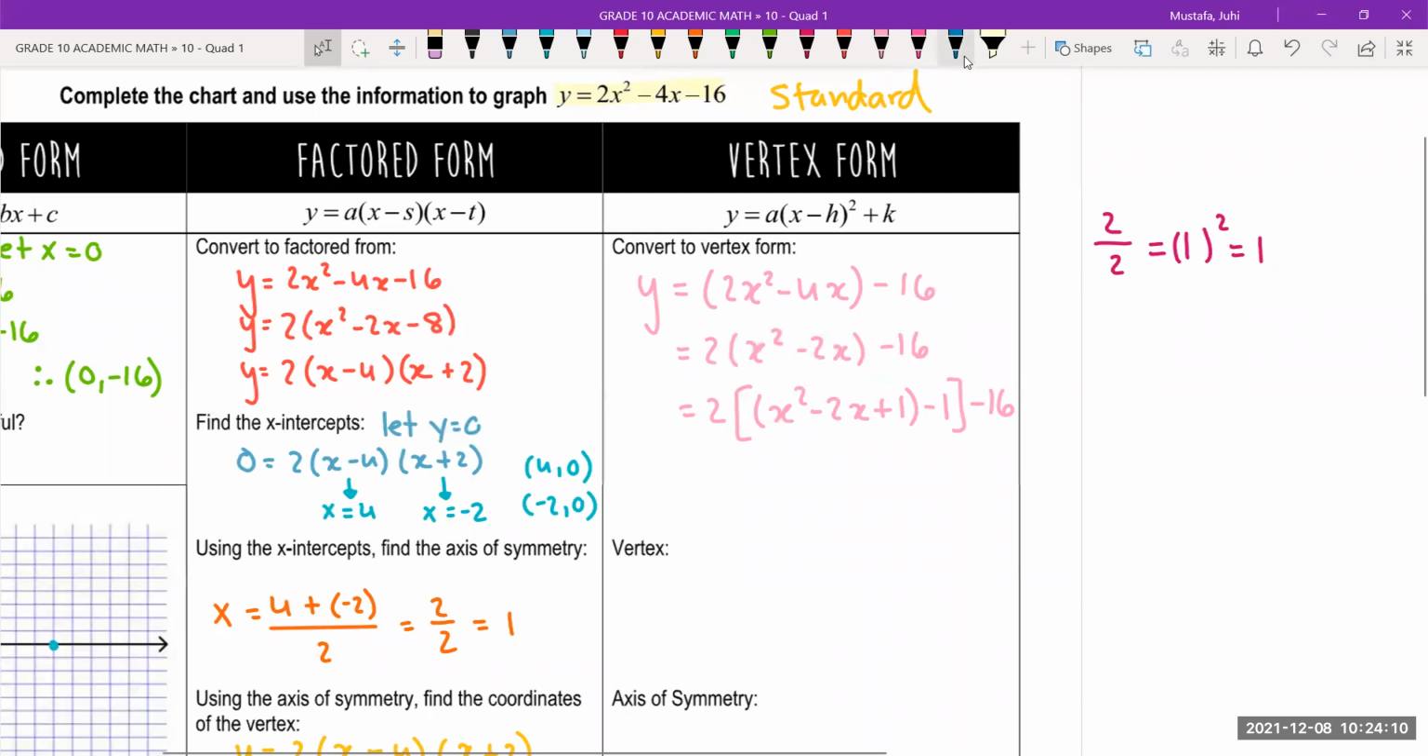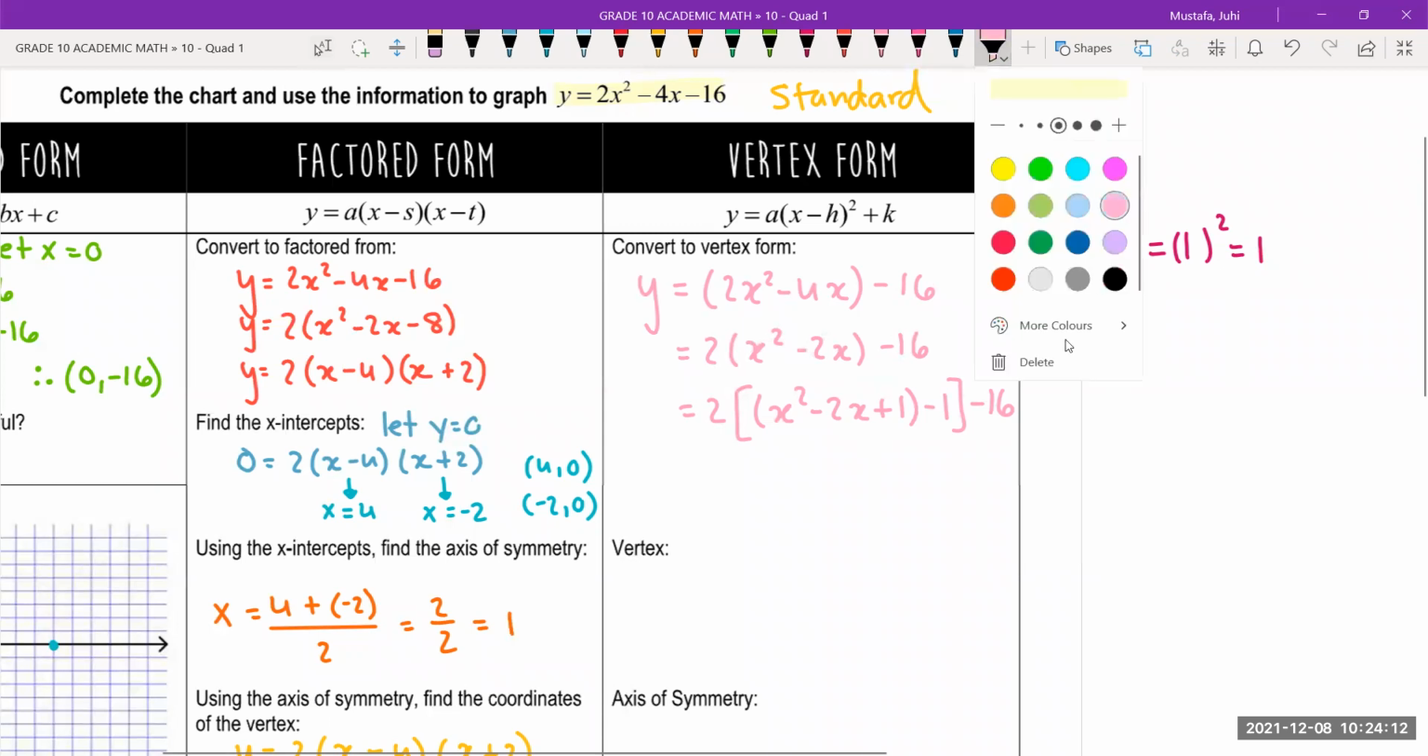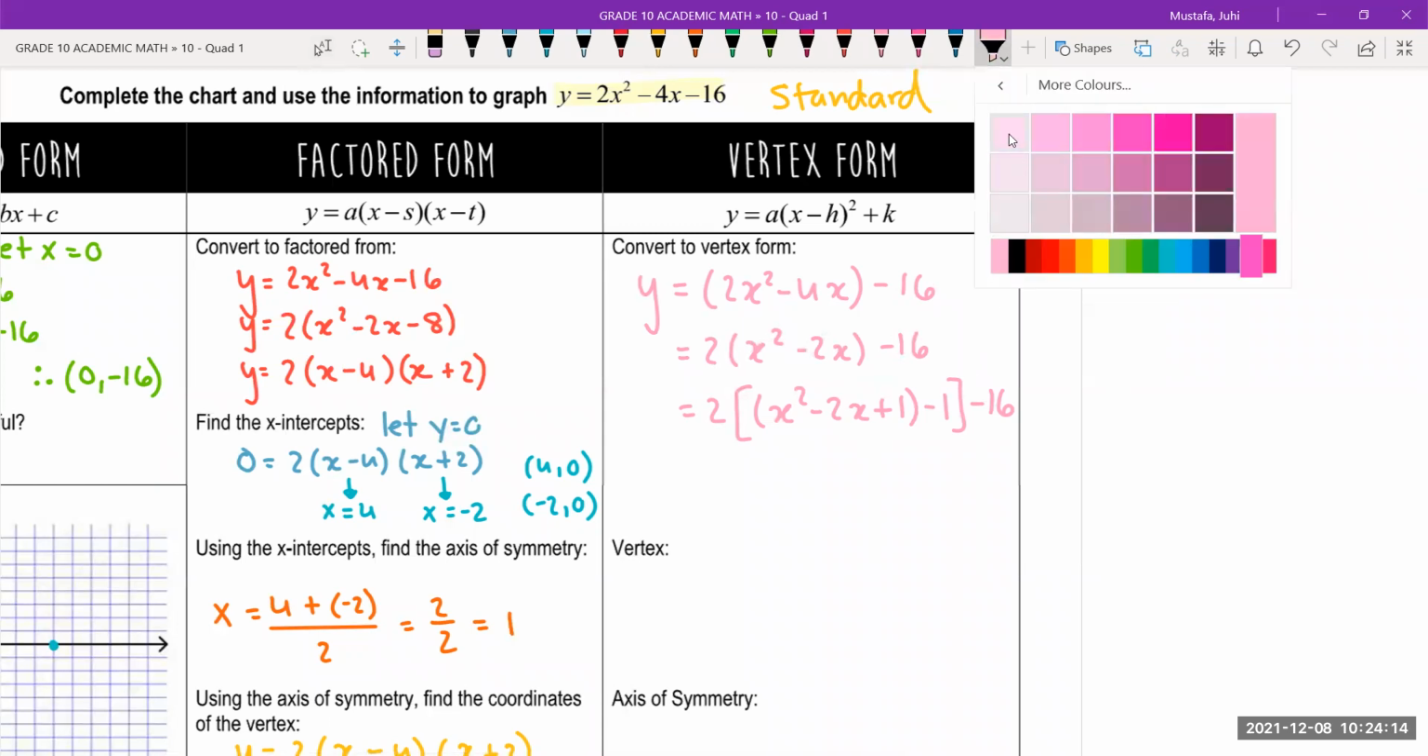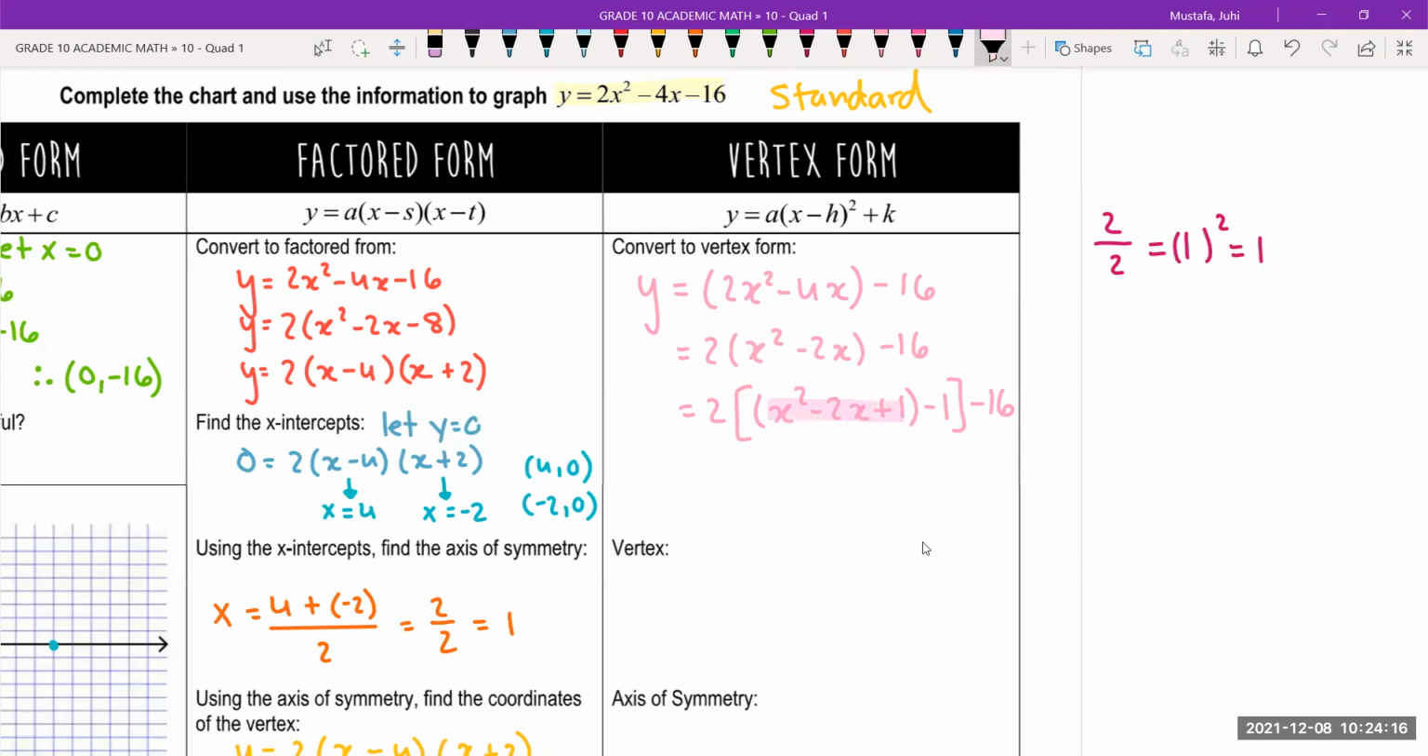Okay, now inside this bracket, we should have a perfect square trinomial. So when you factor this, and you can go ahead and try to factor it on the side, you should end up with 2 common factors. So x squared minus 2x plus 1, when factored, is x minus 1 and x minus 1. And so this is the same as writing x minus 1, all of it squared.